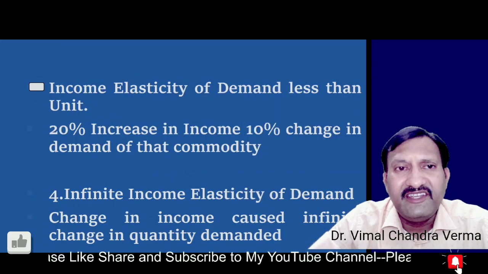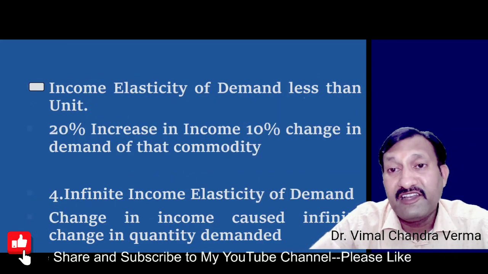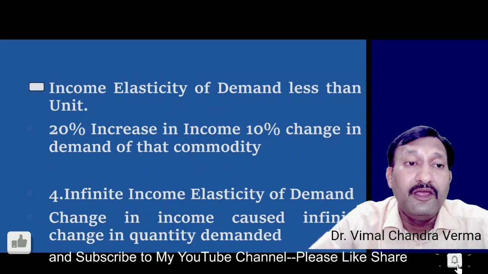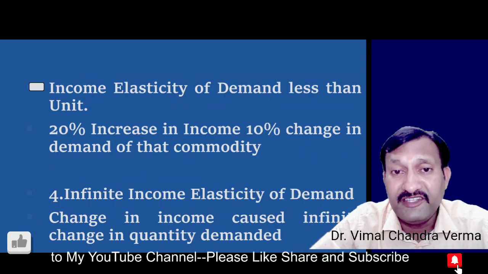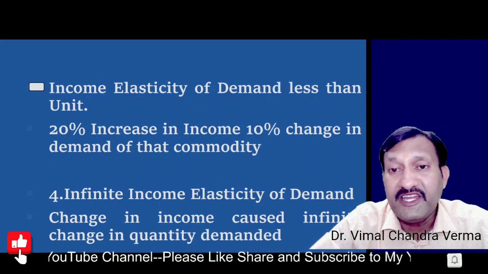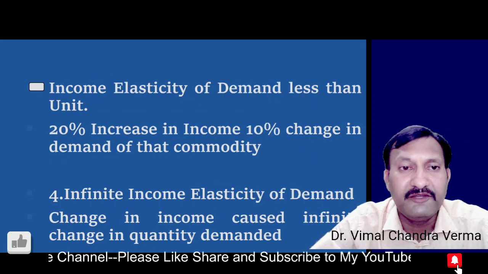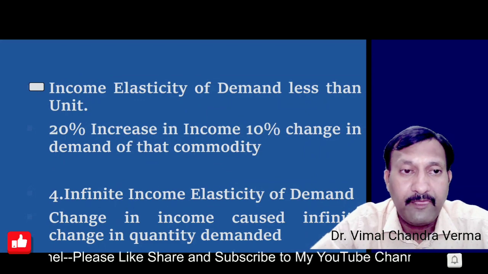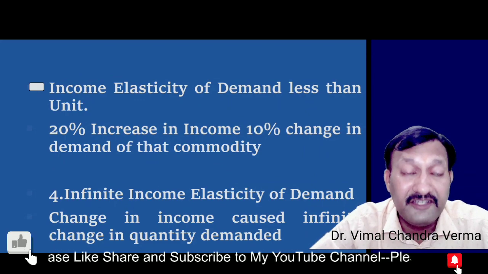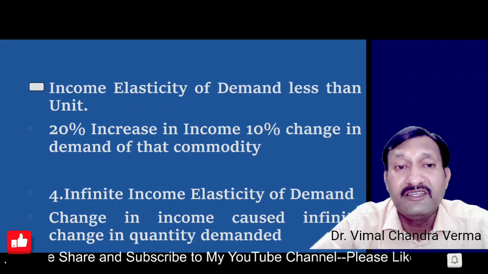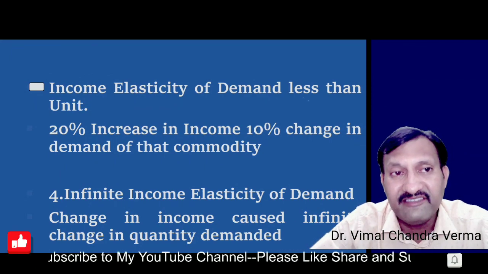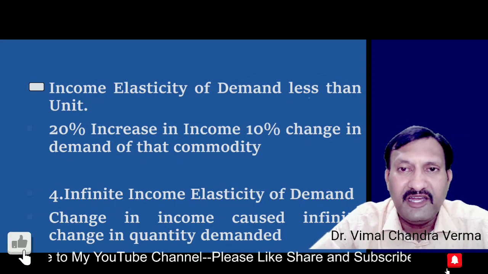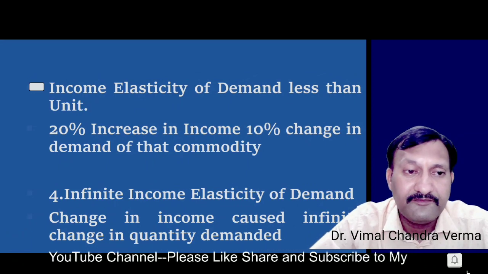Now the third category is income elasticity of demand less than unity. For example, a 20% increase in income leads to a 10% change in demand of that particular commodity. So the increase in income is 20% and the change in quantity demanded is only 10%. It will be said as income elasticity of demand less than unity.